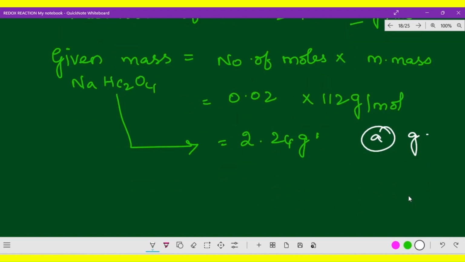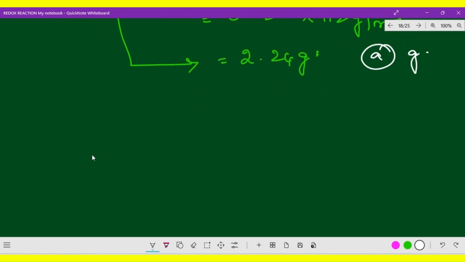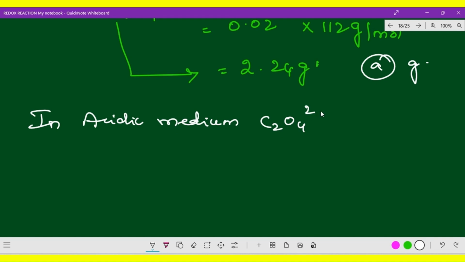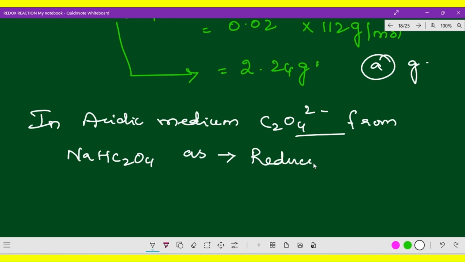Right, now we have to identify B. Okay, come on, let us check that B. In the acidic medium, oxalate ion. In the question it has been mentioned very clearly. Here I just write it so that it will be easy. In acidic medium, oxalate ion C2O4 2 minus from NaHC2O4 acts as a reducing agent, right? And in the same way, KMnO4 acts as an oxidizing agent.